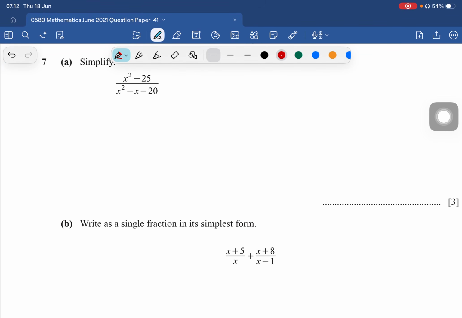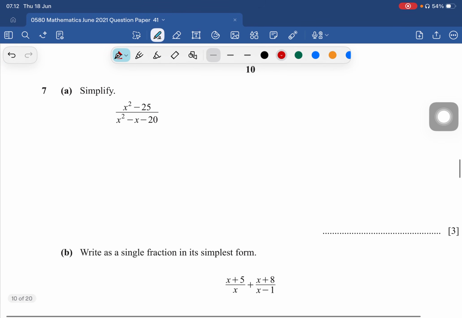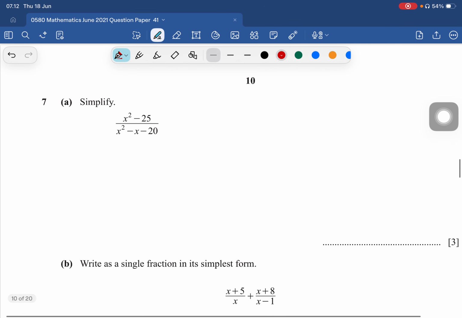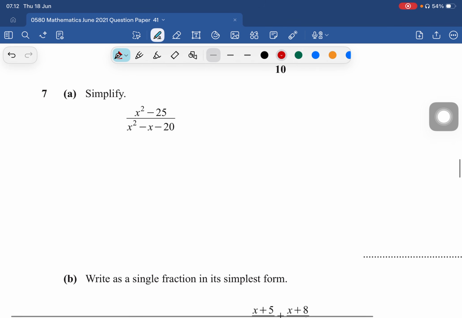Hi, in this video, I'm going to solve the past paper, Extended, June series 2021. So we need to simplify it. Before we simplify it, we can factorize it. So here, this is x squared minus 25. This comes from x squared minus 5 squared. Then we can simplify it as (x minus 5) multiplied by (x plus 5).